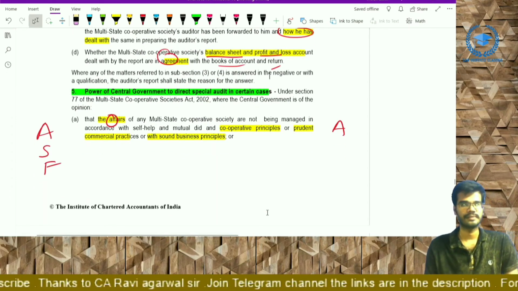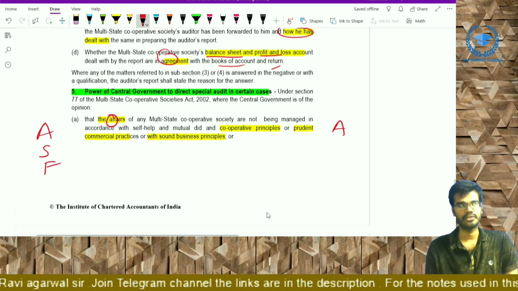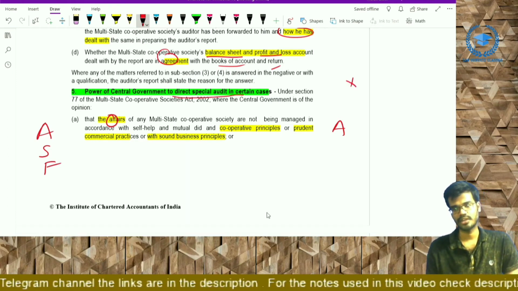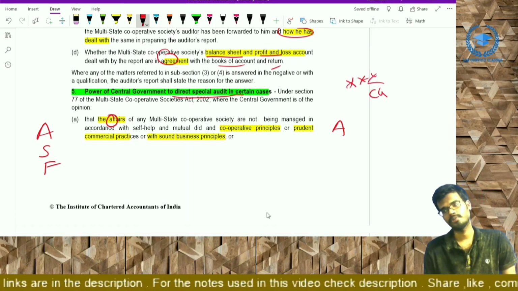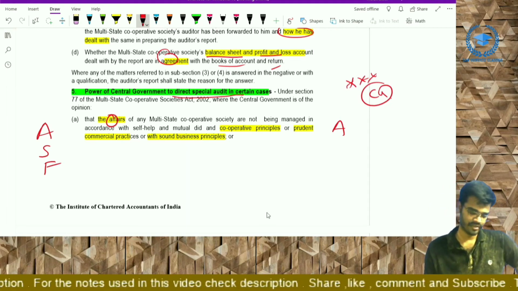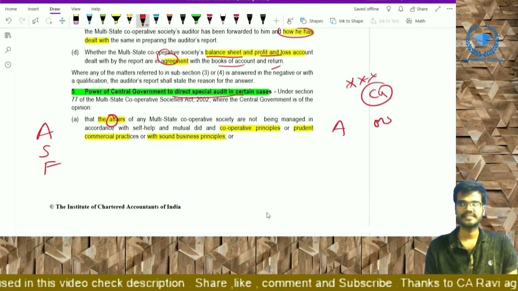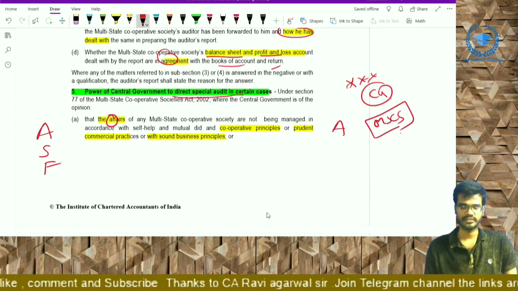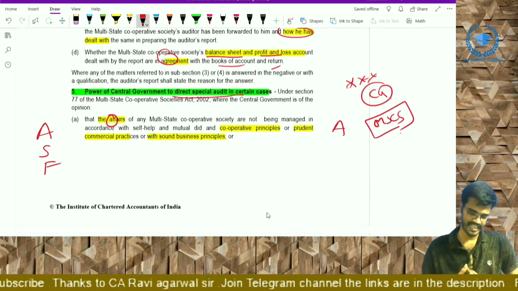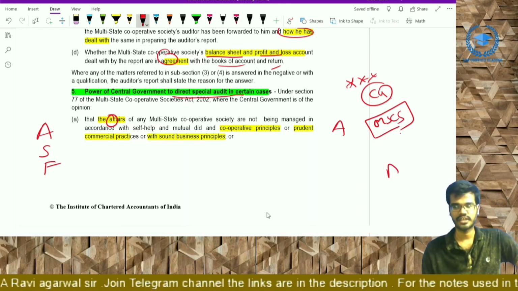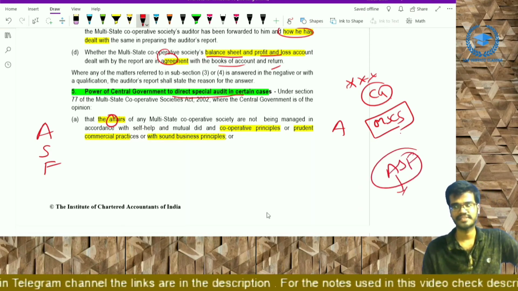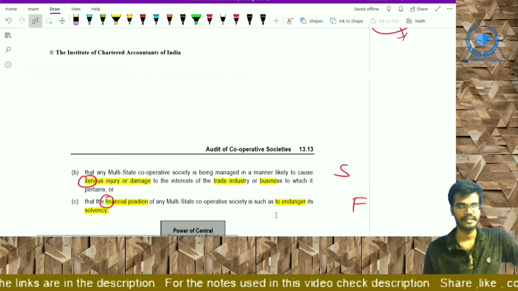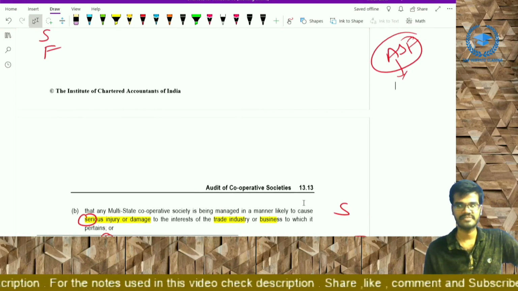And coming to our next, the power of central government to direct special audit. This is important. Here the central government has come into picture. When the central government has power to audit for special audit of MSCS, right? There are 3 aspects where the central government can order a special audit. We can have a shortcut here, ASF, right? A means affairs, S means serious injury, and F means financial position.